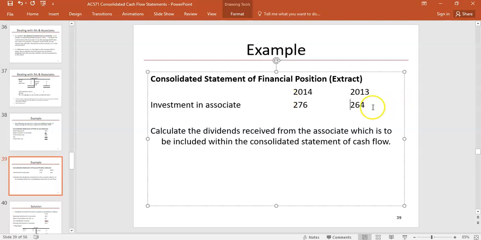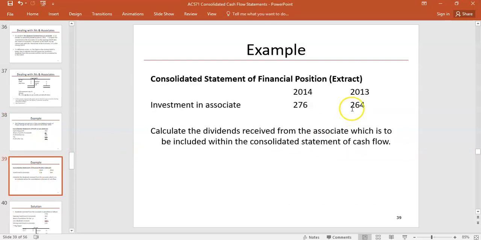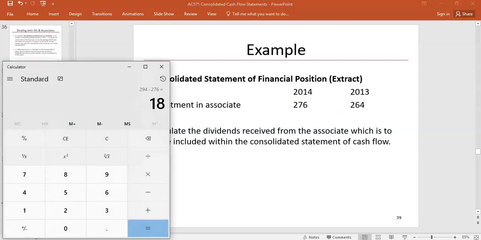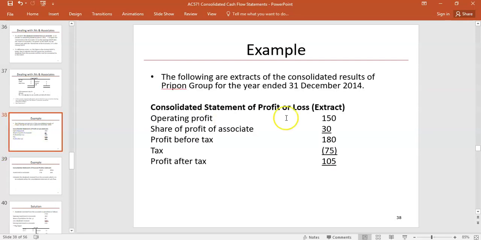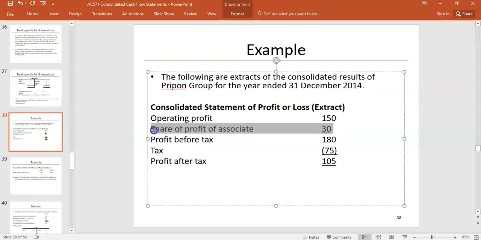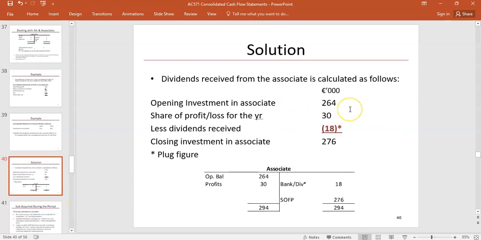So you're saying, if this 264 was an opening debit balance, I'll increase that by 30, which gets me to 294. But my investment in associate at the year end is only 276. So the difference between 294 and 276 is 18. That must have been the dividend that we received from the associate during the year. Because a share of profit, that is debit the investment in associate, credit P&L. That's the debit and credit for that. Whereas for the dividend, it is credit the investment in associate, debit bank. And that is where your 18 comes from.